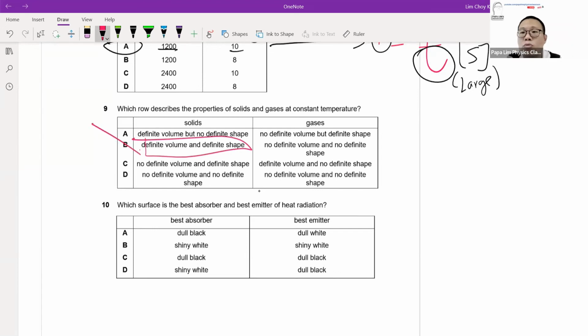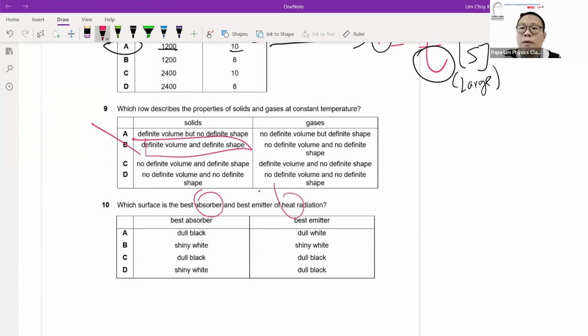Okay, so you need to know what the facts are, what factors are included in each section, each topic, so that you can identify what the question is asking, at which topic the question is asking, at a very fast rate. Now, which of the surfaces is the best absorber and best emitter? Remember, first things first, best absorber, best emitter.